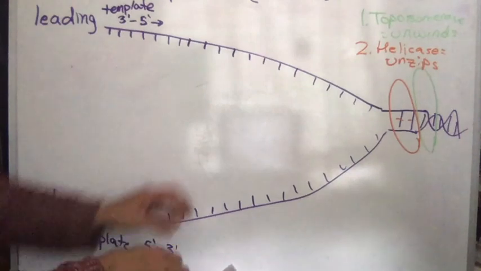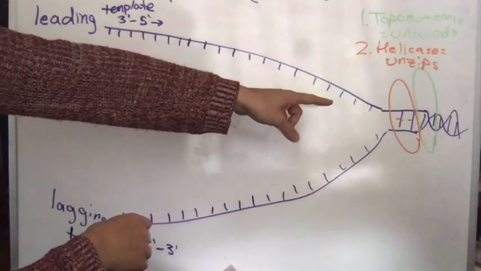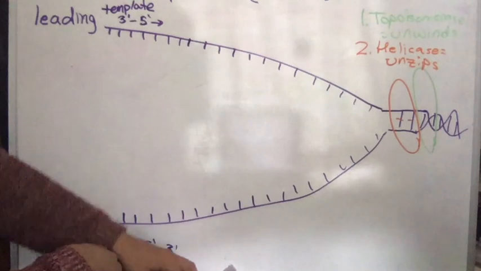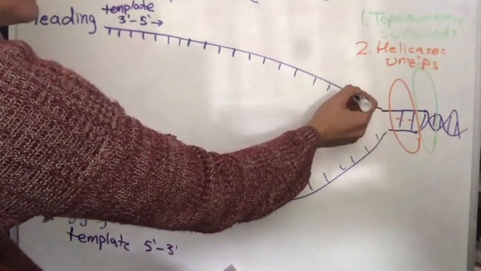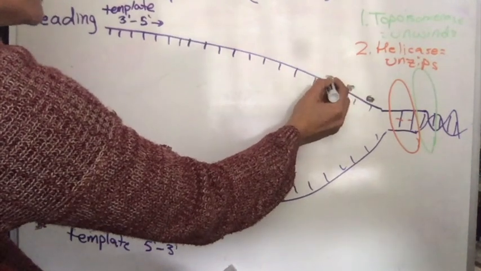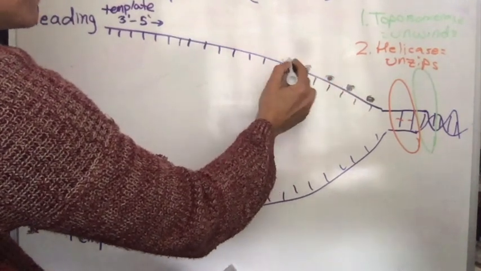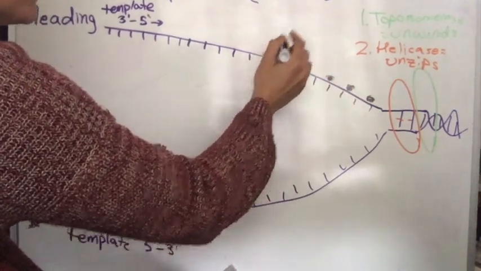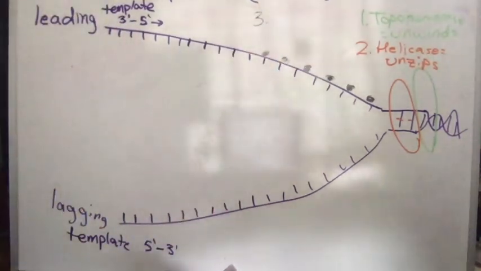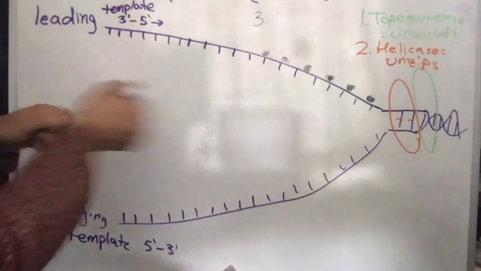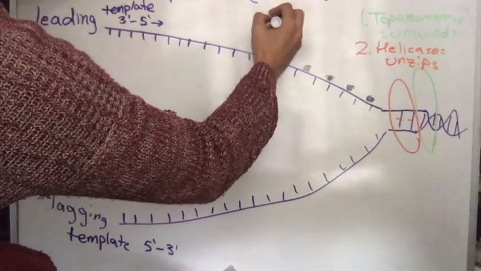Then we have the opening of the double-stranded DNA molecule, and recall that we need to make sure that we prevent the reannealing of these strands. So we have the binding of our single-stranded binding proteins on the backs of this sugar phosphate backbone. So number 3 is the single-stranded binding proteins.